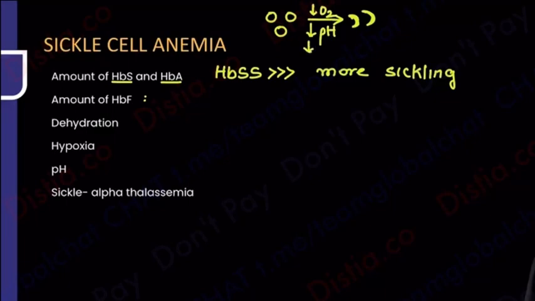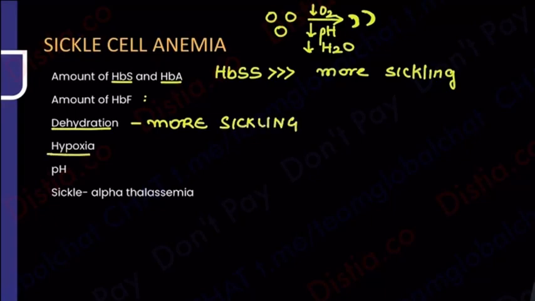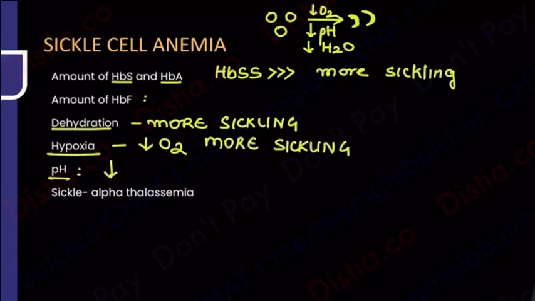Whenever there is a decrease in water, meaning dehydration, these are the situations in which the sickling will happen. So if I say dehydration, this is going to result in more sickling. Fine. If I say there is a case of hypoxia, of course, you will say less oxygen, meaning there is going to be more sickling that shall take place. Next, if I say pH, as the pH decreases, there is acidic pH, and that is going to result in more sickling. So I think this aspect of it is done.